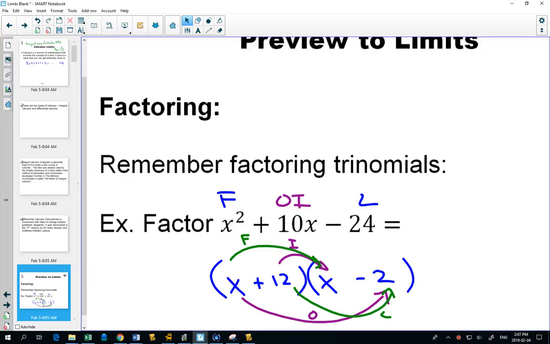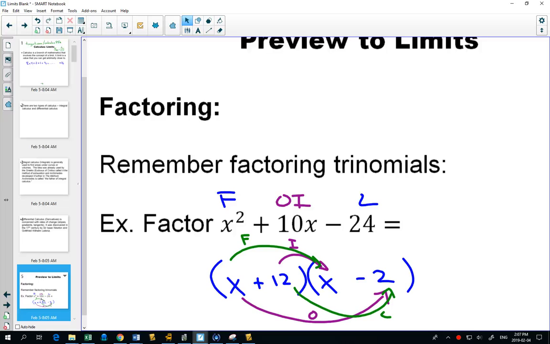So that's where FOIL in English comes from. It's just an acronym to remember how to multiply. And when we factor, and there's different methods for factoring, but one of the things that's good to do when you're finished factoring is to multiply it out to check to see if it works.